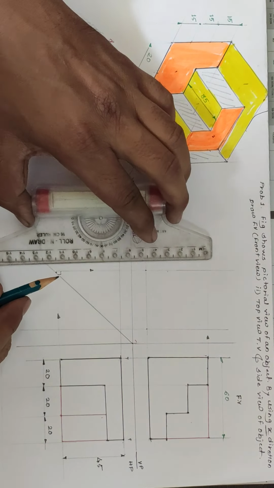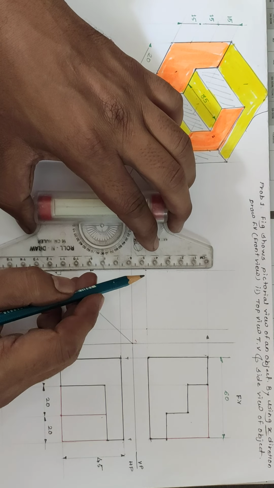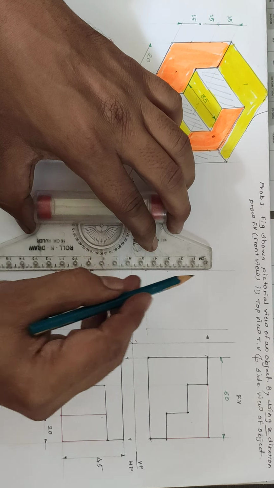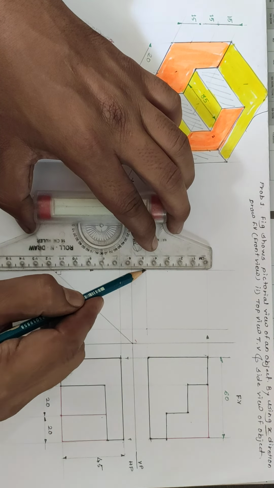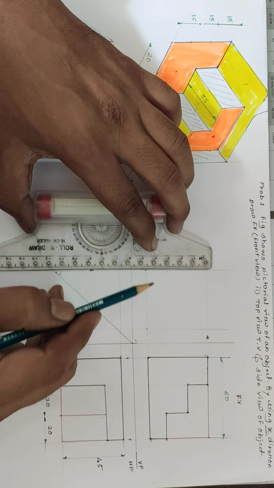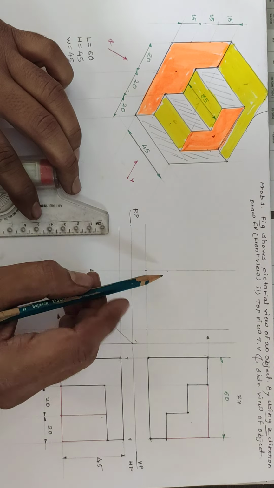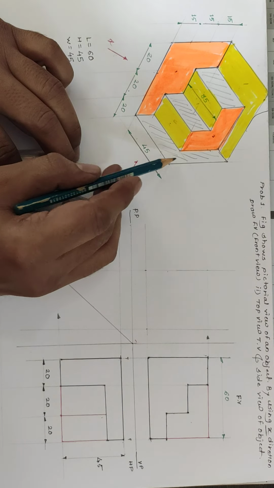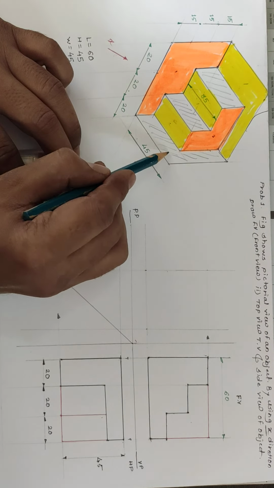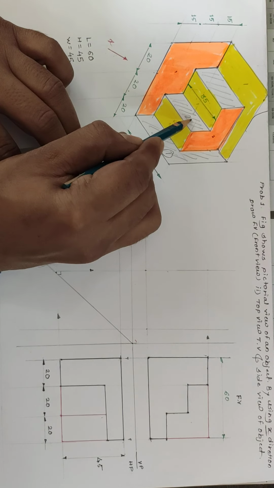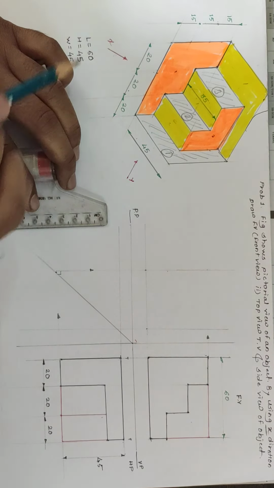So total height of object, it is also 45 mm. Exactly, this is a 45 mm. Check this, from this point to this point is 45 mm. Now in side view, the portion, that is this L shape portion, it is the first part, this is second part, and third part we can complete.